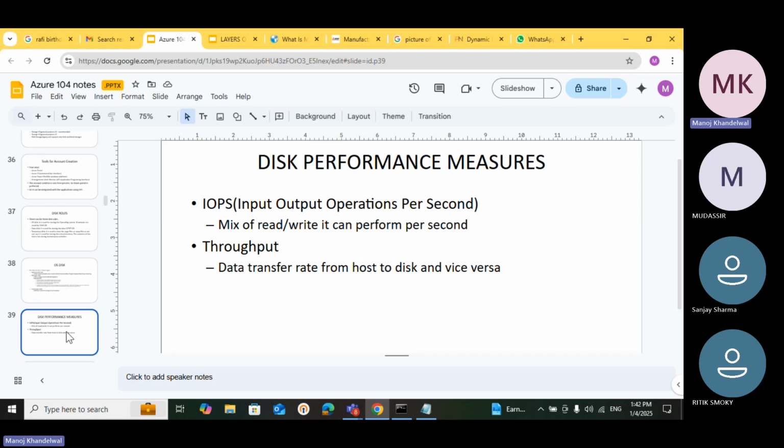And throughput. Throughput is data going from one place to another place, like copying. When you're copying the data, how fast it copies the data, that is throughput, from host to disk and vice versa. So IOPS comes whenever the data is going in or out, a mix of read write, reading from the disk or writing to the disk.